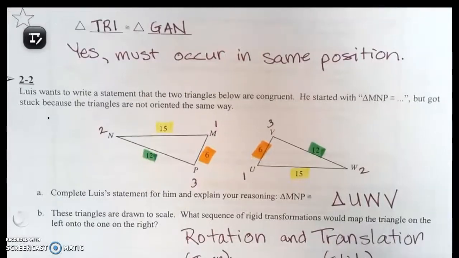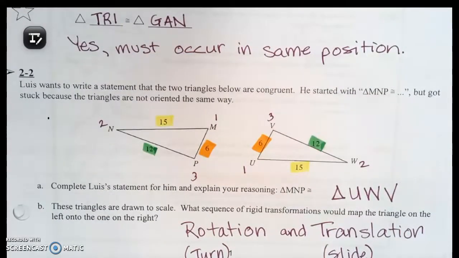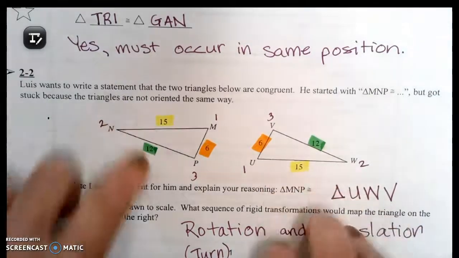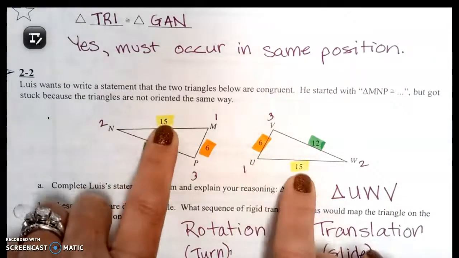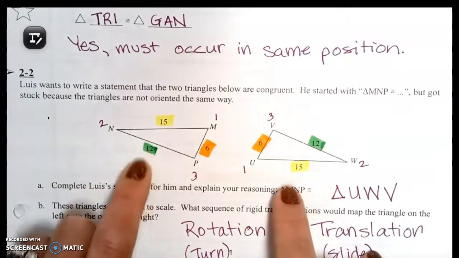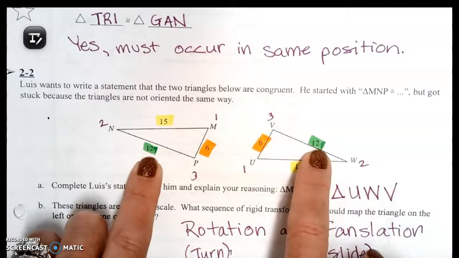Question 2.2 says, Louise wants to write a statement that the two triangles below are congruent. He started with triangle MNP is congruent, and then he didn't know what came next, so he put dot dot dot, but got stuck because the triangles are not oriented the same way. Okay? Since they're not oriented the same way, I took my highlighters and matched up again. I found a 6 and a 6, so I highlighted them both orange. I found a 15 and a 15, so I highlighted them both yellow. I found a 12 and a 12, so I highlighted them both green.